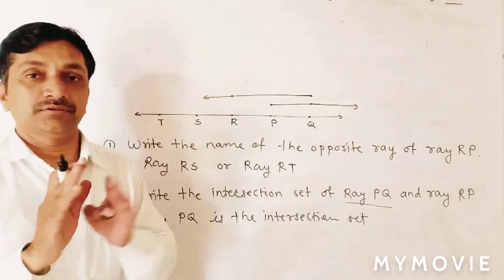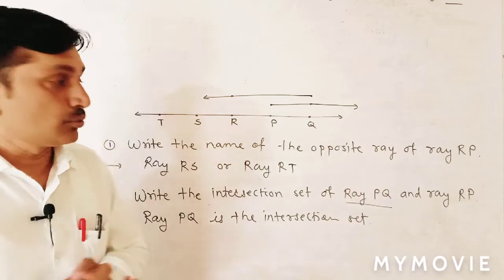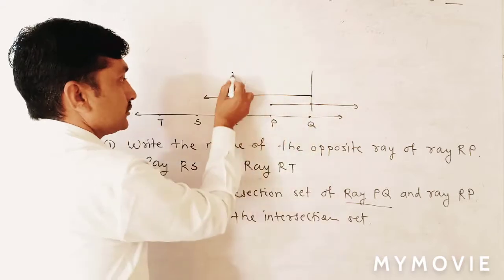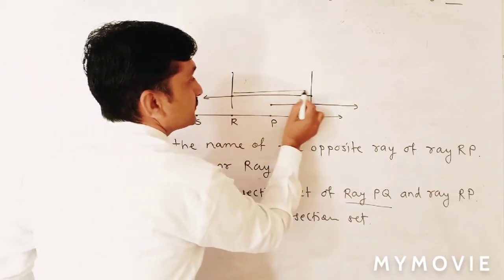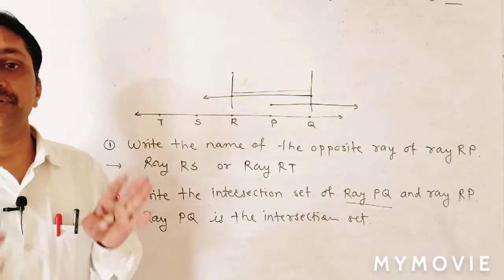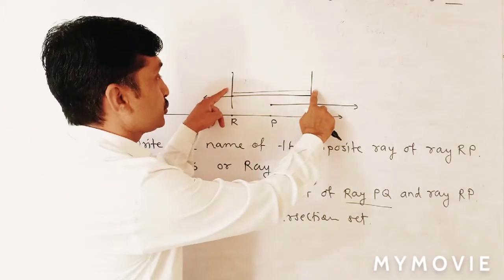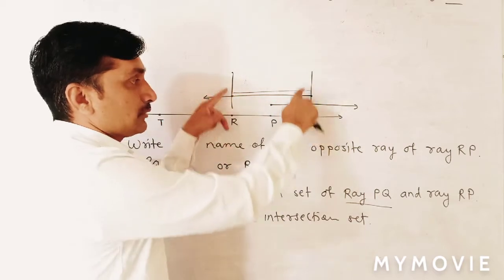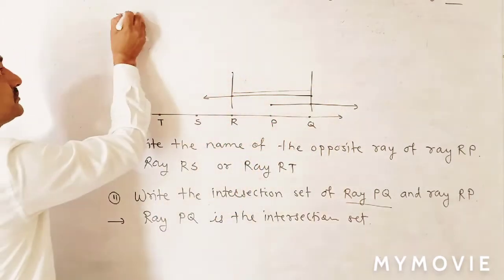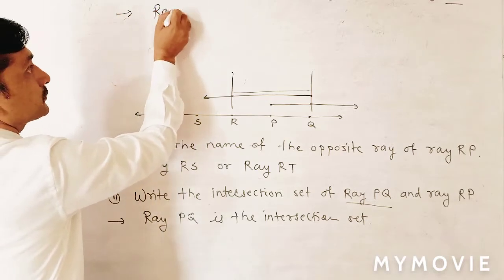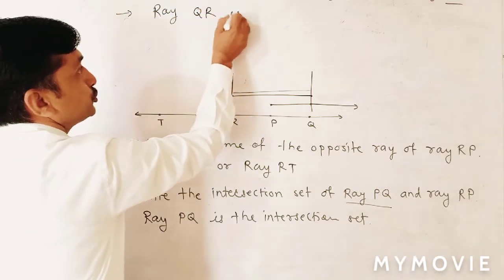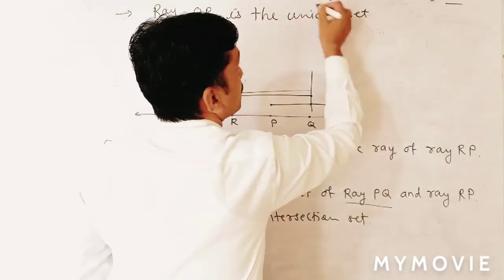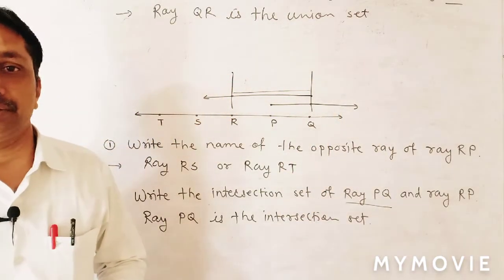Now combine. What is the combined segment of both? PQ till here and QR till here. This is the combined part. Combine means union. Then what is combined here? QR is the combined part of both. Therefore the answer is ray QR is the union set of ray PQ and ray QR.